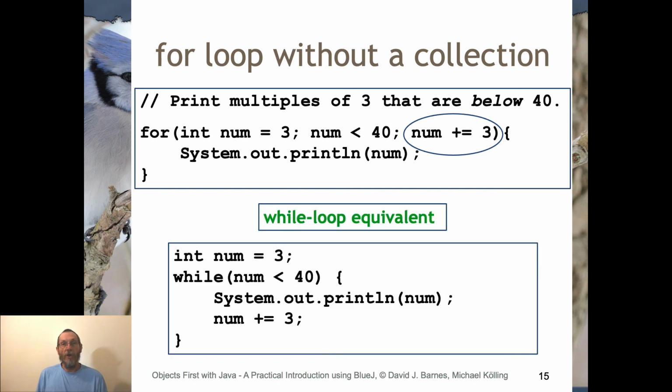So here's the while loop equivalent of what we're seeing there. So we've got initialization of an integer variable, we've got a loop condition as long as that variable's value is less than 3, we want to carry out the print, and then we want to increment the num variable by 3, come round and perform the test again.